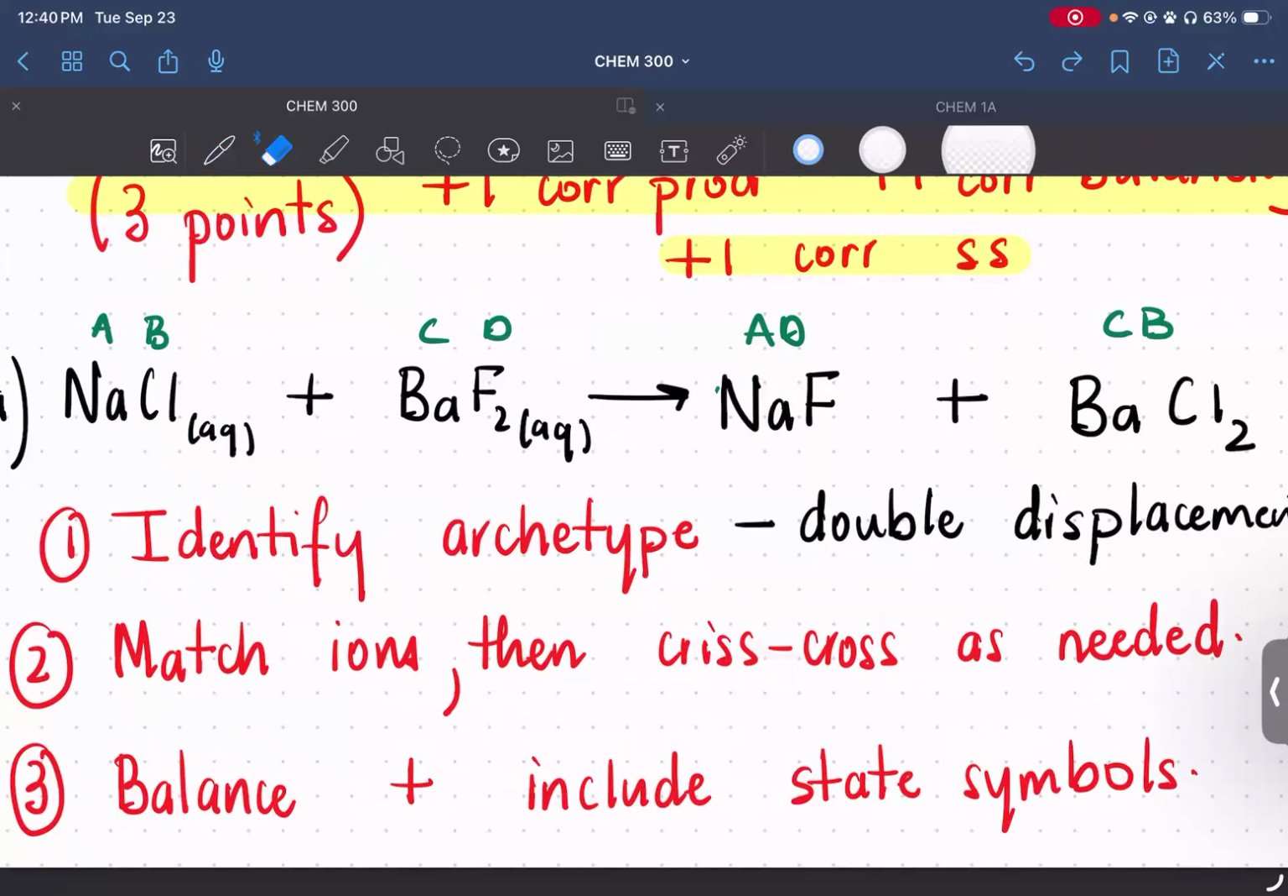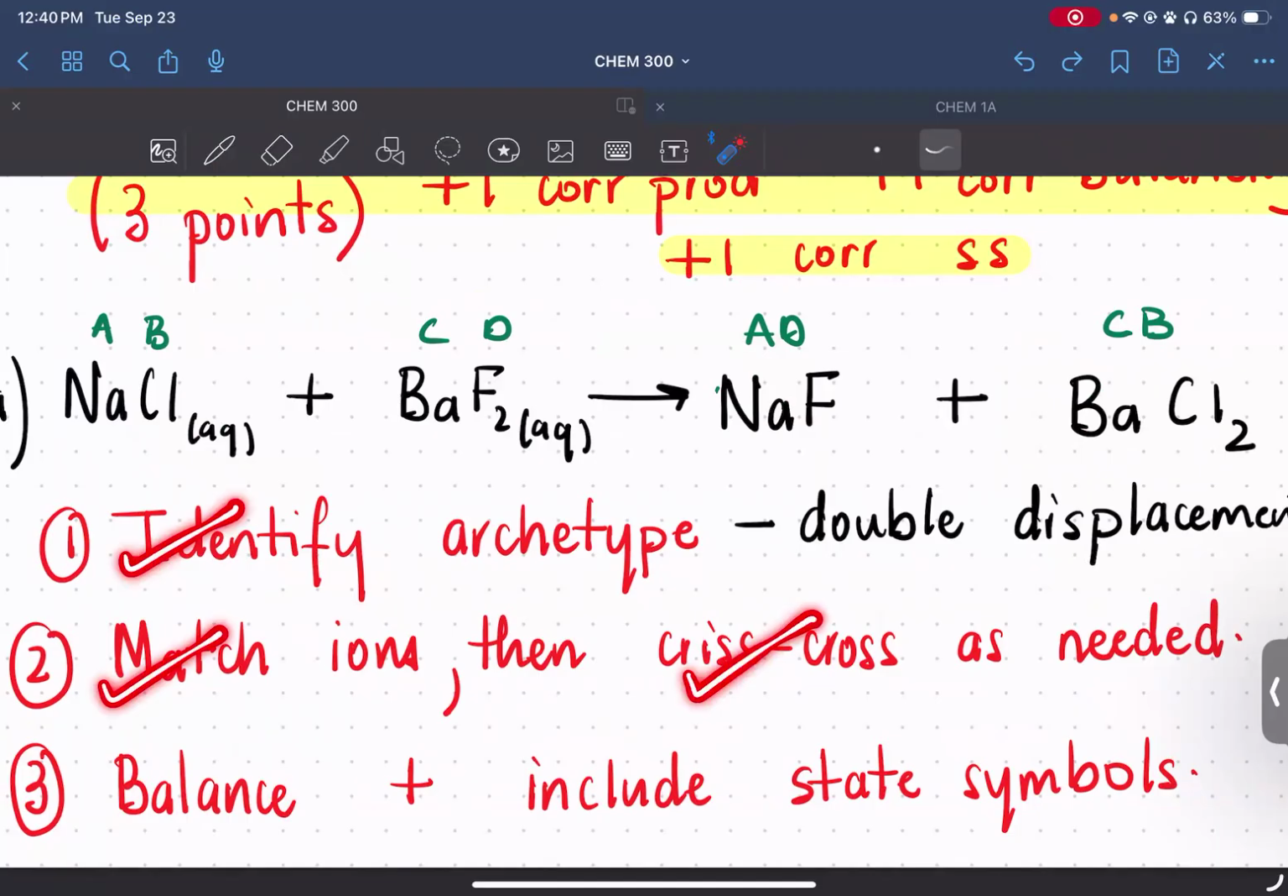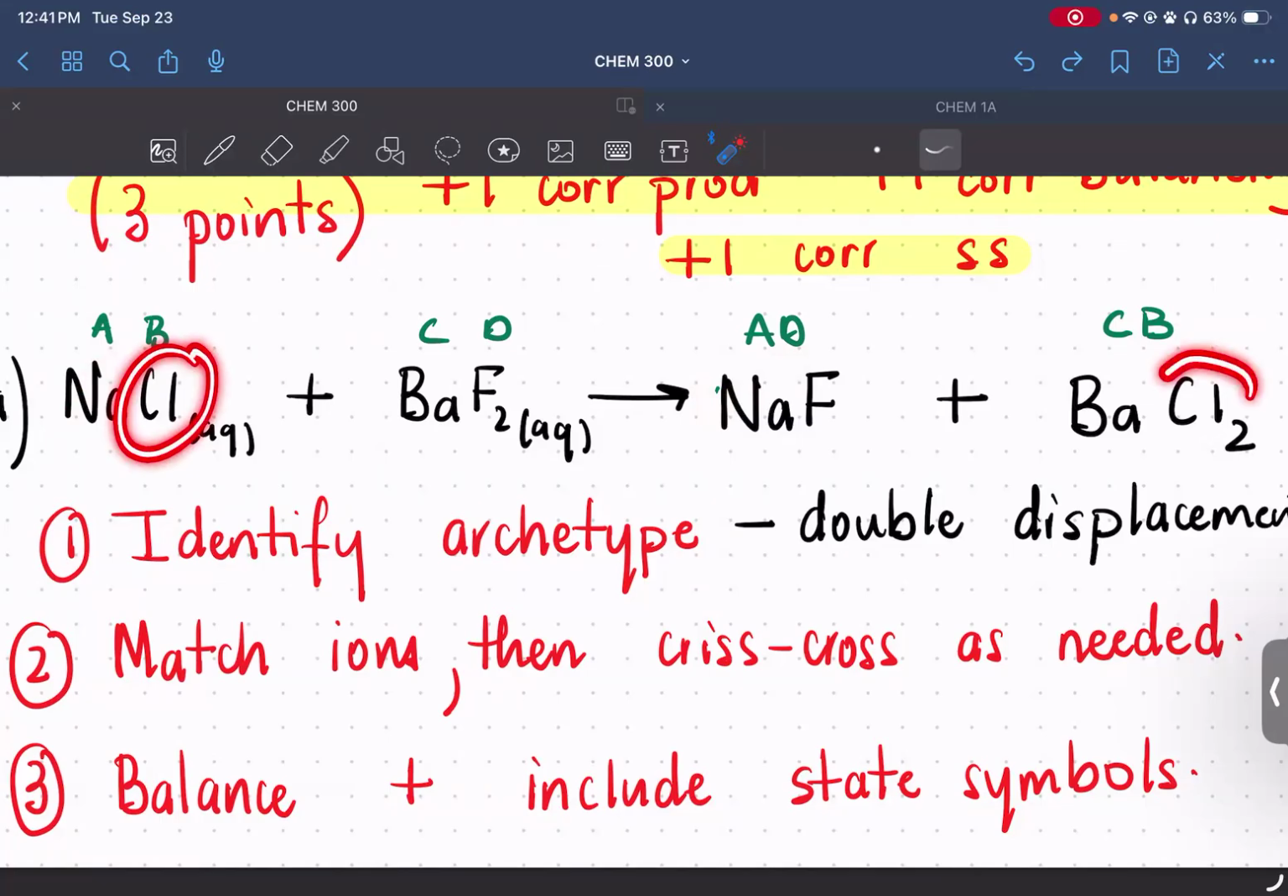All right. We've identified the archetype. We've matched ions. We've crisscrossed as needed. Now we're going to balance and include state symbols. We're going to balance first. 1 sodium, 1 sodium. 1 chlorine, 2 chlorines. Okay, no problem with that. We actually just put a 2 in front.